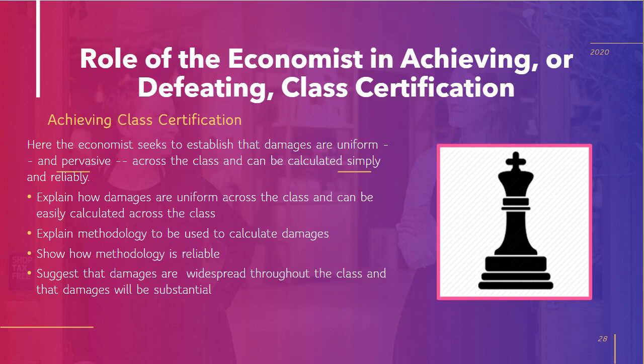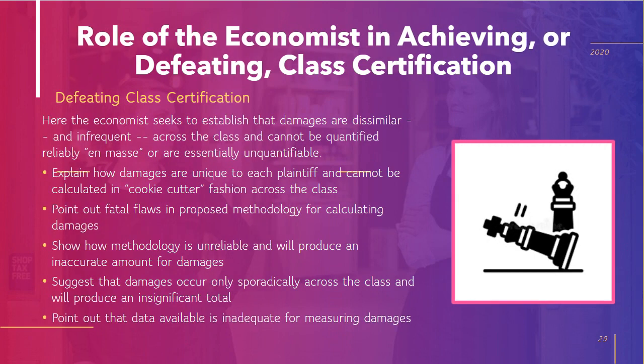By contrast, if the economist is retained by the defendant and is attempting to defeat class certification, the economist is going to want to do the opposite. First of all, they are going to want to say that the damages cannot be measured in a cookie-cutter fashion, that they are unique to each plaintiff and dissimilar, and we can't treat all the plaintiffs the same when quantifying damages because some people would be overcompensated or undercompensated. The other thing you may want to establish is that the damages are essentially unquantifiable, that they really cannot be measured.